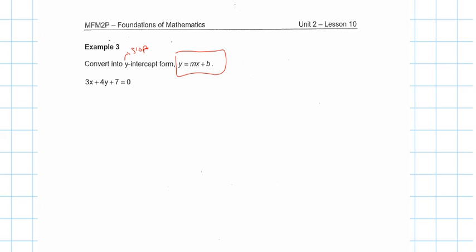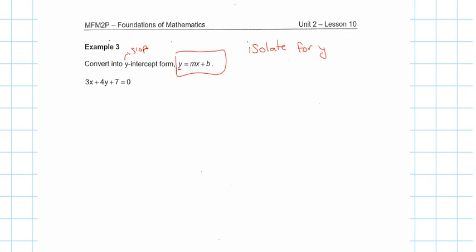They want you to move the other terms to the other side, but leave y by itself. So basically, in the slope y-intercept form, y stays on this side, and everything else moves to the other side. We use the term isolate for y. That's what we're doing. We're going to isolate, so we're going to leave y by itself.